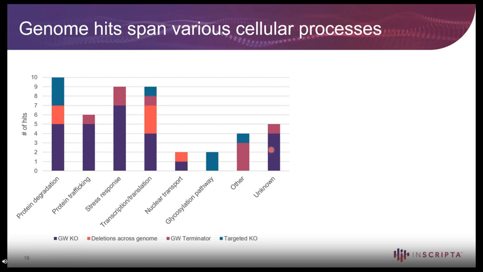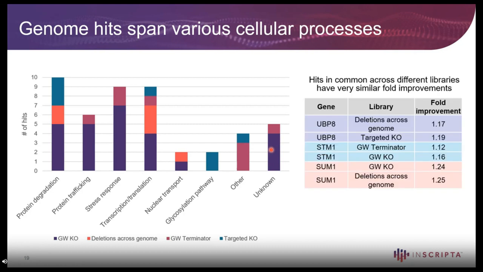So looking at some of these hits that we pulled out from these different libraries, it was interesting to see that in some instances we were able to pull out the same hit, or an edit targeting the same gene, in different library strategies. So for instance, this UBP8 gene, which was pulled out of the deletions across genome library, as well as the targeted knockout library.